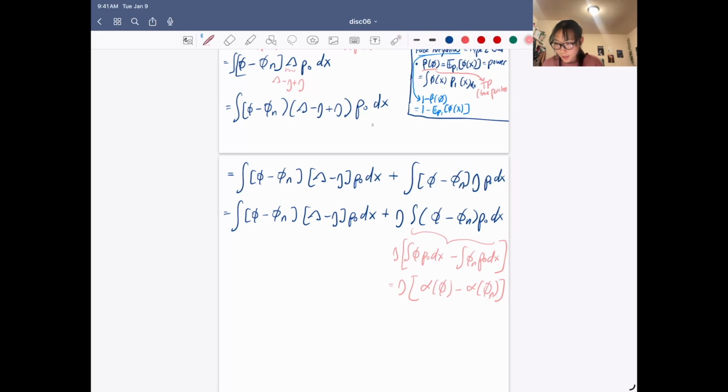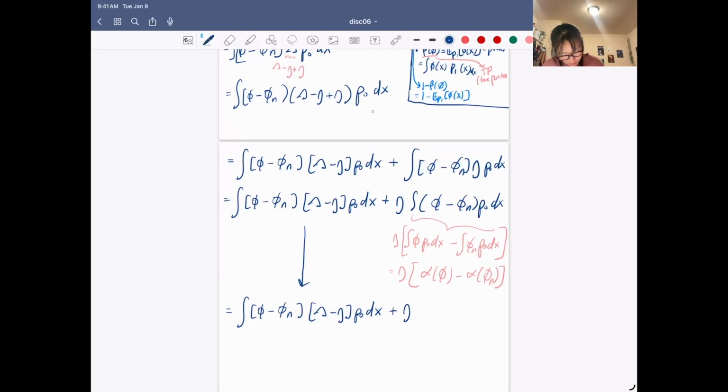And essentially what we get is this whole equation is equal to this whole thing copy pasted, and then we have plus ida times alpha phi minus alpha phi n. Okie dokie. And so given this, now we're going to do some analysis.